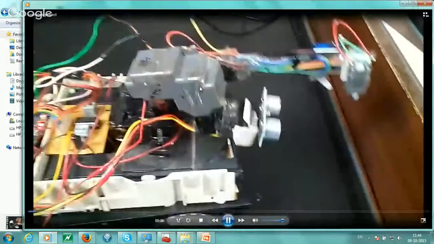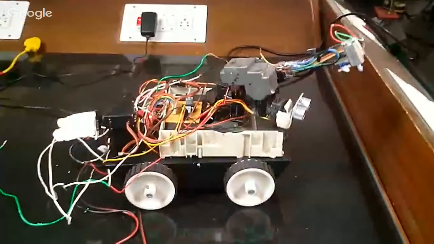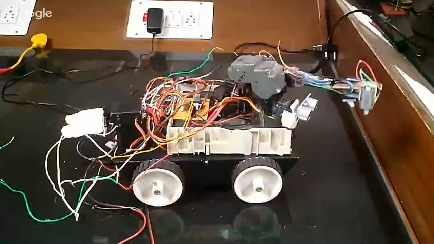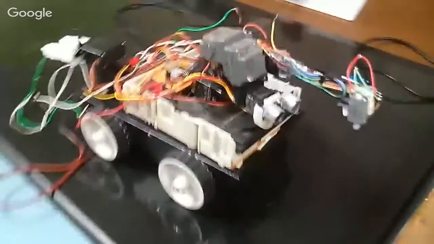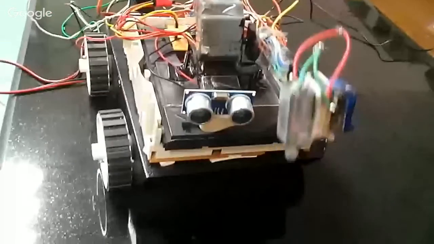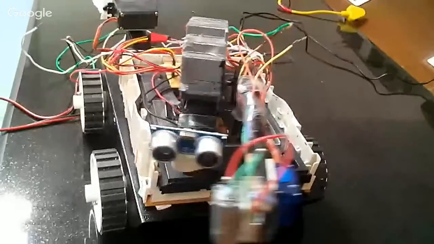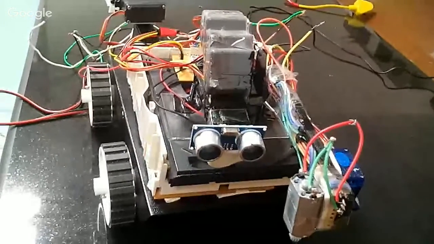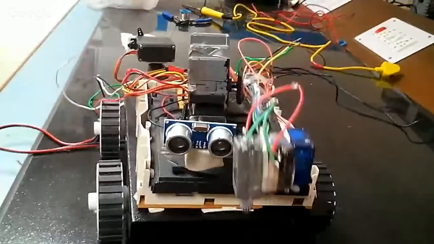And now in autonomous mode, it will move according to the signal given by the microcontroller, which is coded, and the movement of the DC motors and servo motors is according to the code.